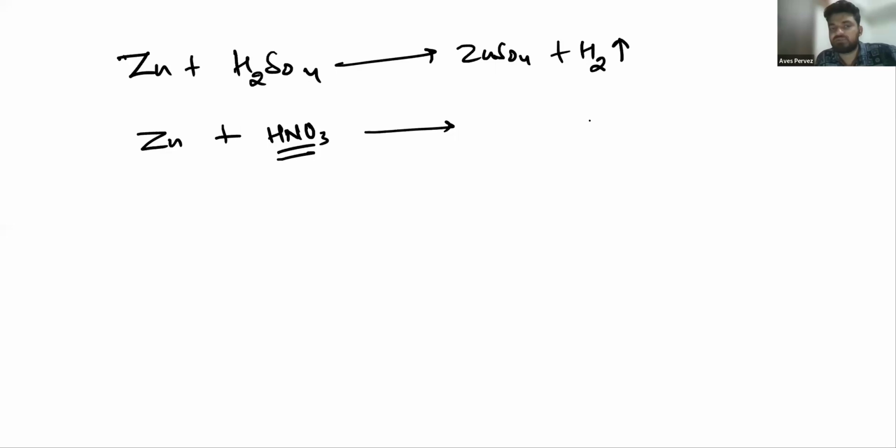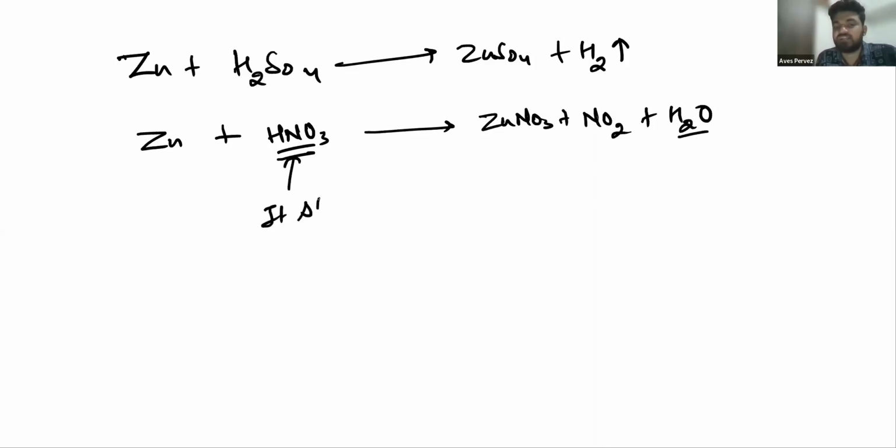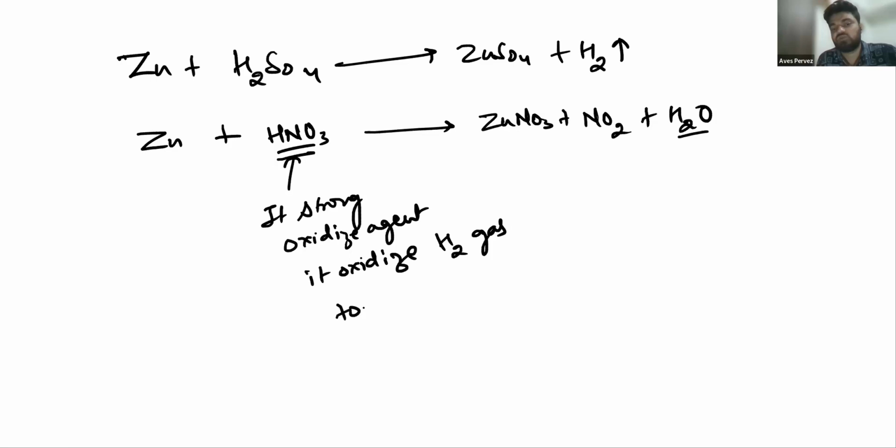Water will be produced. Zinc when reacting with HNO3 will give you zinc nitrate plus NO2 plus H2O. No hydrogen gas will be produced. Why is hydrogen gas not produced? Why is water formed? Because HNO3 is a strong oxidizing agent. It oxidizes hydrogen gas to form water.